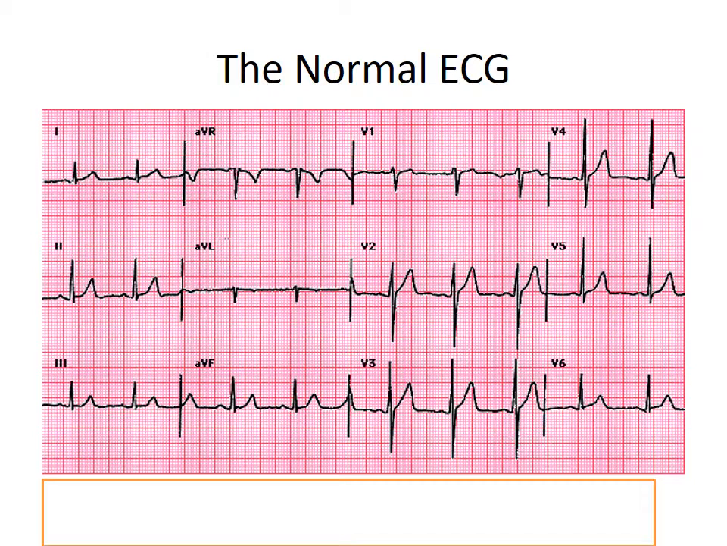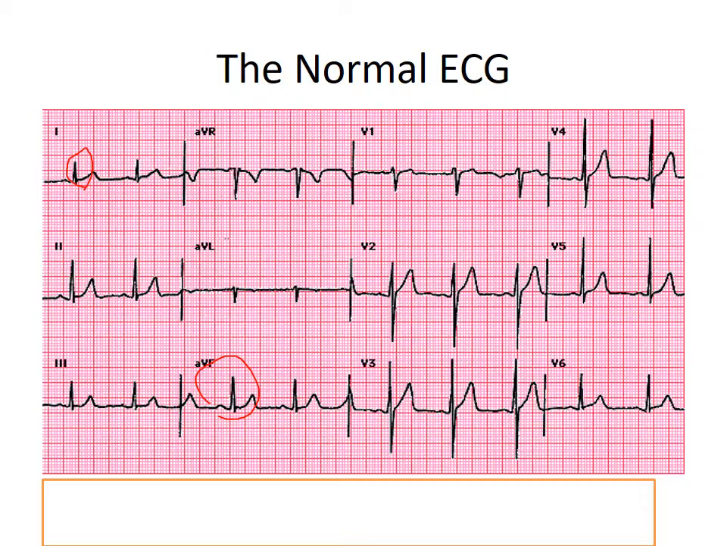Just another example, normal EKG. If I look at the axis, lead 1 and AVF, are they mostly positive in each one or negative? Lead 1 is mostly positive, AVF is mostly positive, normal axis. Leads 2, 3, AVF, T waves upright or flipped? They're upright, so no ischemia there.